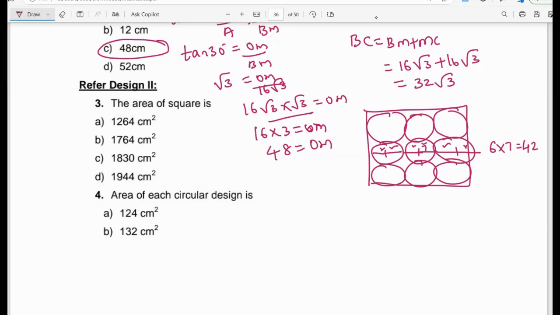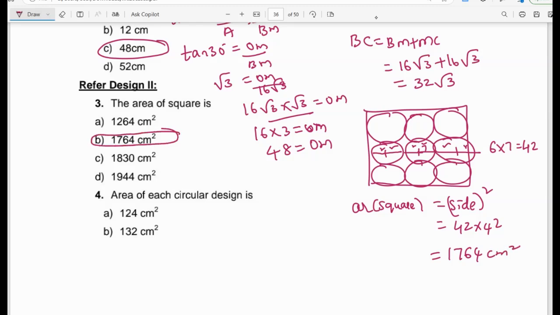It is asking you to find the area of the square. What will be the area of the square? The formula is side squared. Area of square is side squared. So it will be 42 into 42. 42 into 42 is 1764 centimeters square. So option B is the answer.